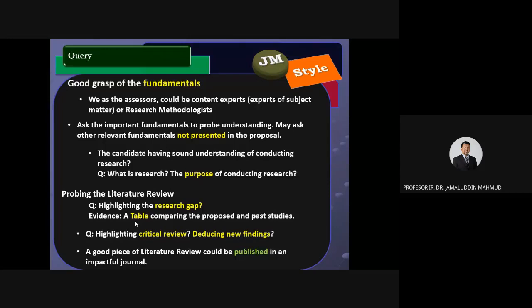you know, literature review is not only about the chronology. The important thing is that you can critically review. Okay? And if the student has conducted a very good literature review that deduces new findings, then that work can be published in an impactful journal. Okay? There are a few cases where candidates publish in Q1 or Q2 Elsevier journals, which is good. They have conducted a really good literature review.